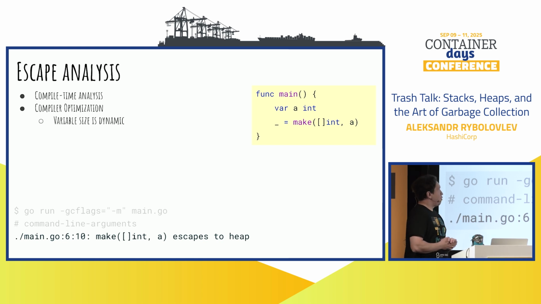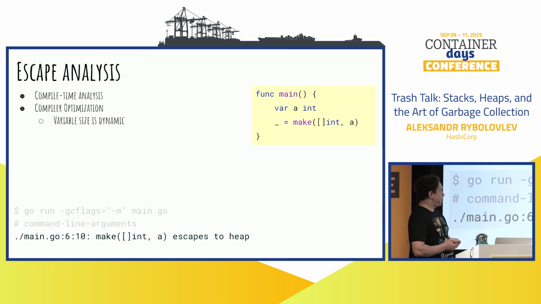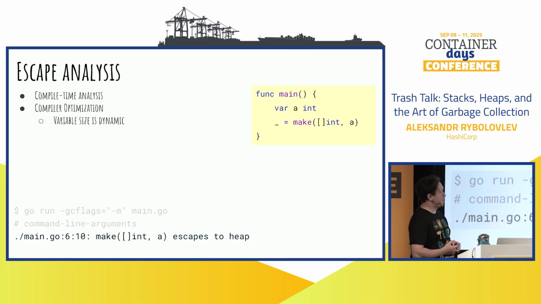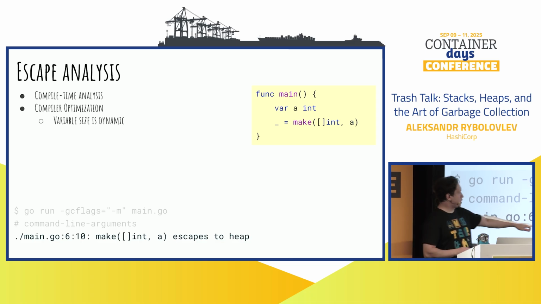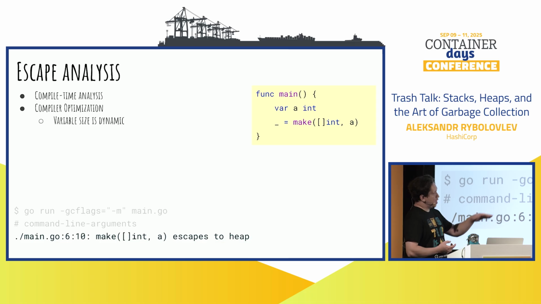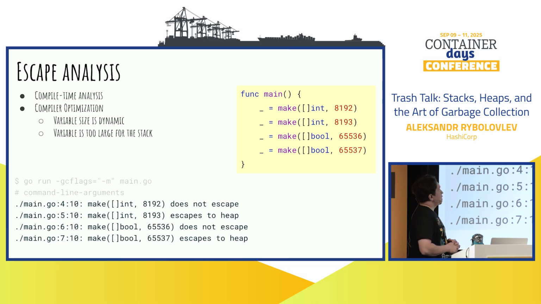This is a good example of how you can see escape analysis in action. You can use the gcflags -m flag. -m is for printing out all the optimizations that Go does. And you will see exactly this line: making a new slice will escape to heap just because it has a dynamic size.